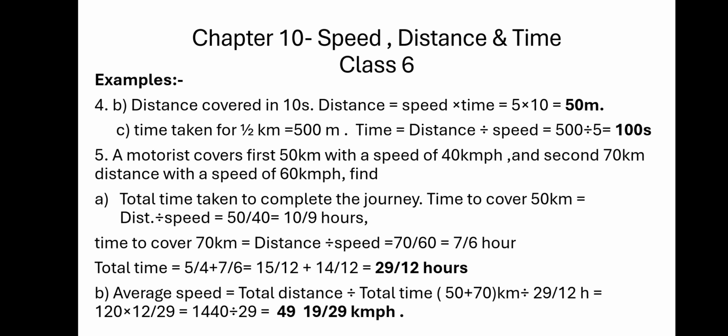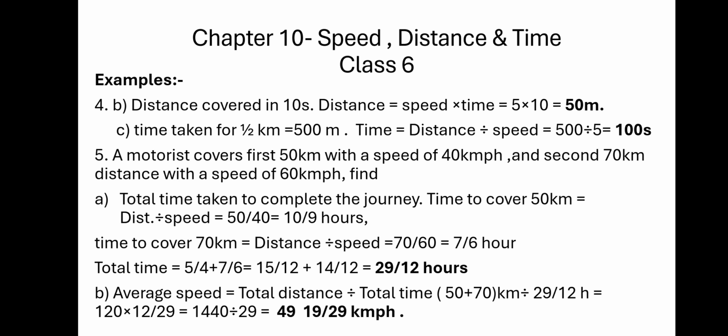So first, it has taken 50 km and the speed is 40 km per hour. So 50 upon 40, that is distance divided by speed. 50 upon 40, that is 5 upon 4 hours, or 10 upon 8 hours, anything you can write, 5 upon 4.